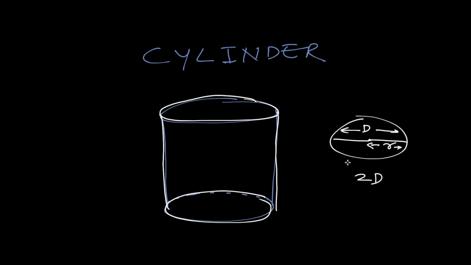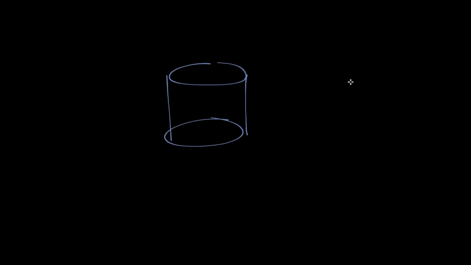Now, there are a few terminologies related to the circle and cylinder. We'll take them one by one. Whenever we consider the circle, it has the radius, which is the distance between any point on the perimeter and the center.